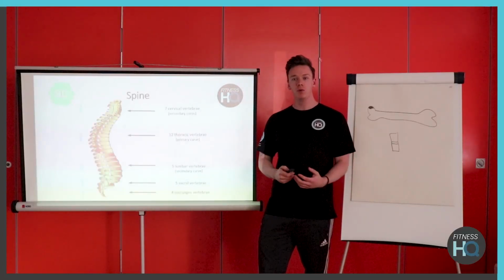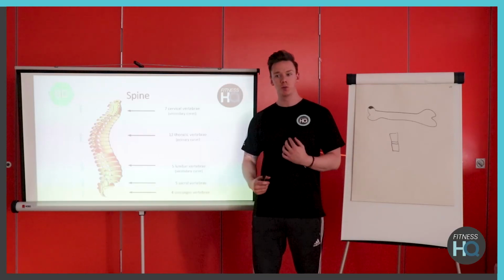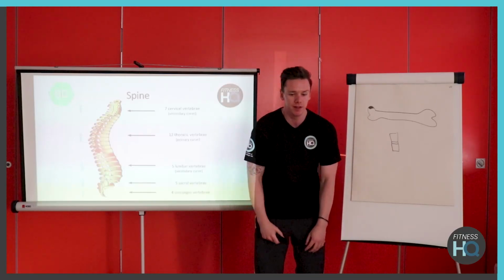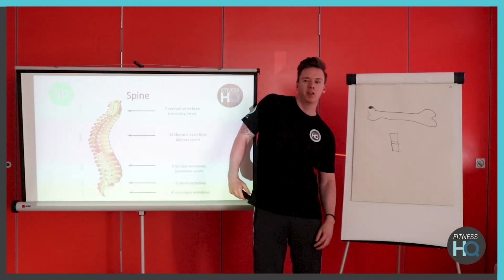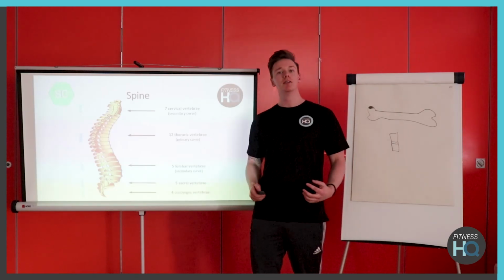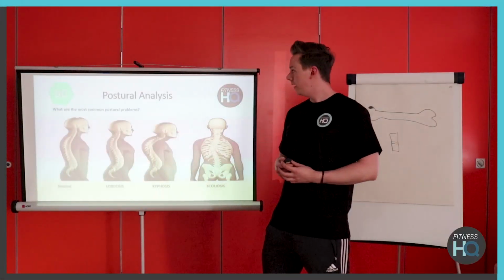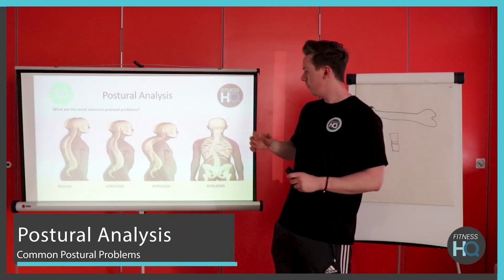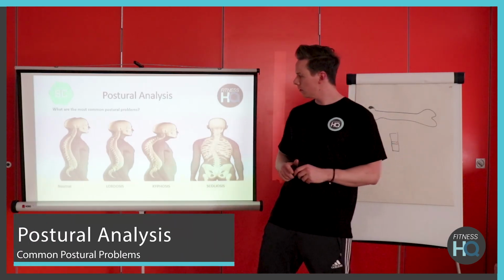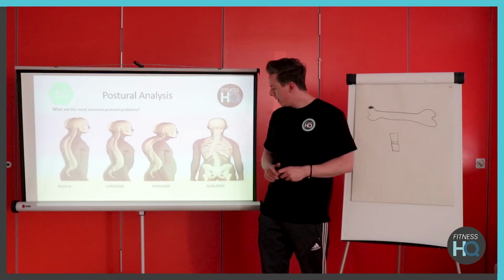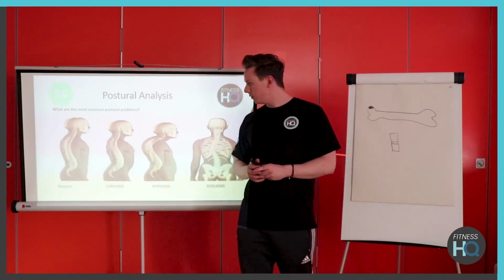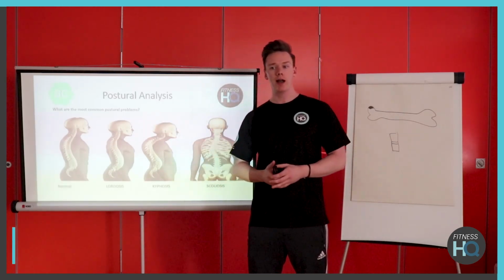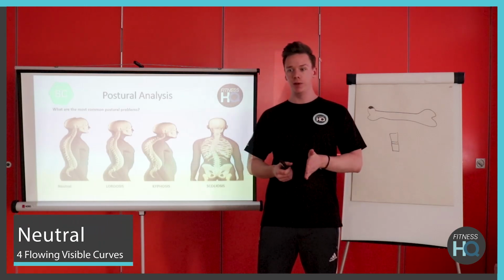Now, with the spine, we've got different sort of postures. So we see a lot of people walking around like this, maybe a bit lopsided. So we've got different abnormalities of the spine. So the next slide here, you can see a few different abnormalities. So let's talk through them very quickly. We'll start off on the left-hand side. We've got what we'll class as a neutral spine. So this is the exact sort of shape your spine should be.